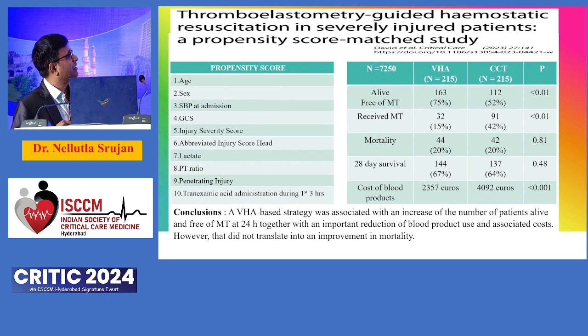This is one more study showing the resuscitation in severely injured patients. Here they made a propensity score. So the propensity score matched comparison was done between VHA and CCT. Among 7,250 patients, they could only match 215 patients and divided both of them. And the result was that a VHA-based strategy increased the number of patients alive and free of multiple transfusions at 24 hours, together with an important reduction of blood product use and associated costs. However, that did not translate into an important improvement in the mortality.